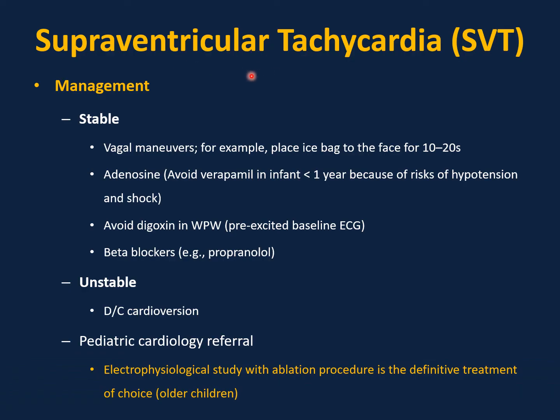Supraventricular tachycardia has to be managed as soon as possible because prolonged supraventricular tachycardia, for example in infants, can cause congestive heart failure. If the patient is stable, use vagal maneuvers, for example, placing ice bag to the face for 10 to 20 seconds. The drug of choice is IV adenosine. Avoid verapamil in infants less than 1 year because this can cause hypotension and shock.